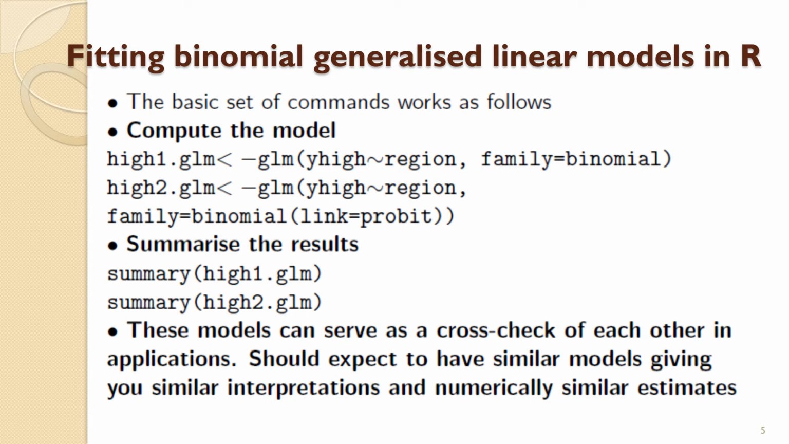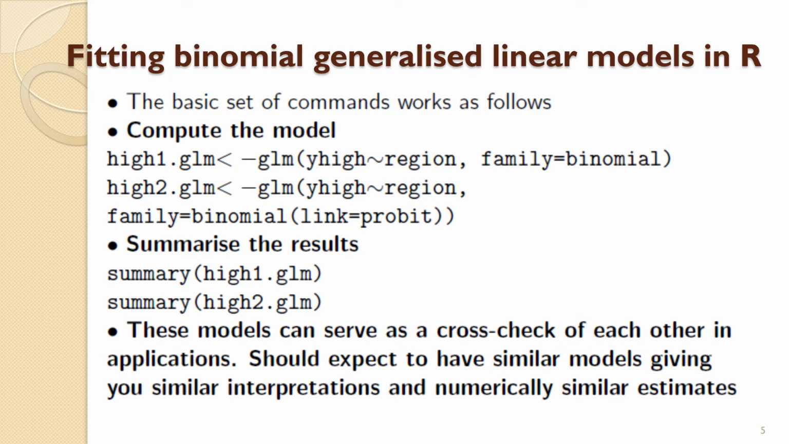Okay, so for the first step what you've got is a generalized linear model, y high related to region, that's what the twiddle sign means, family equals binomial, tell it that you want it to do a probability regression model, and then in the second case specify you want to fit a probit model, otherwise it will fit a logit model automatically. Call it something sensible, no room for whimsy here really, so what I've said here, high1.glm, high2.glm.